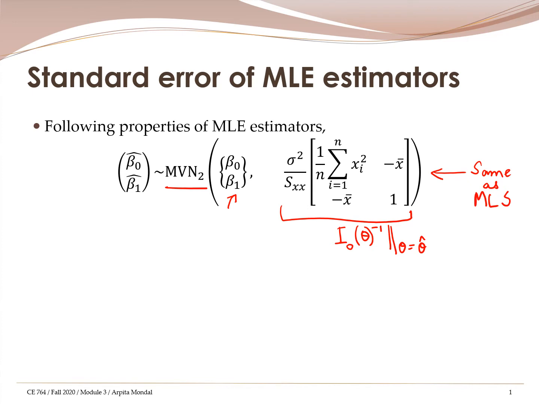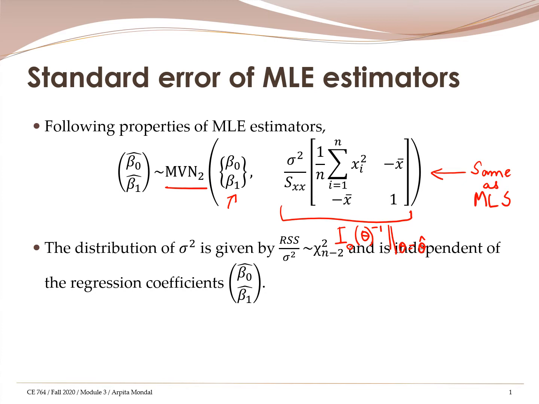Okay, now what about sigma square then? Although we noted that sigma square is not that important a parameter here, it can be shown theoretically that its sampling distribution belongs to a chi-square distribution. So this distribution of sigma square can be obtained by the fact that RSS divided by sigma square belongs to a chi-square distribution with n minus 2 degrees of freedom.